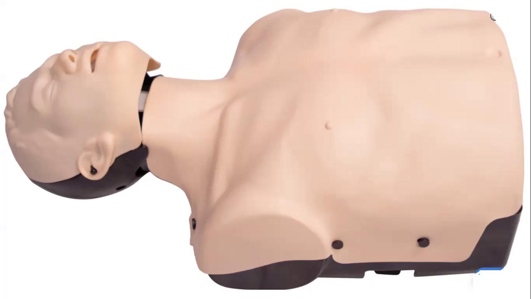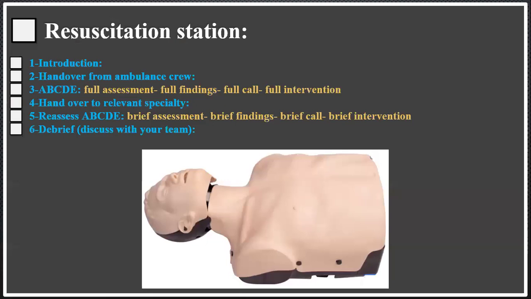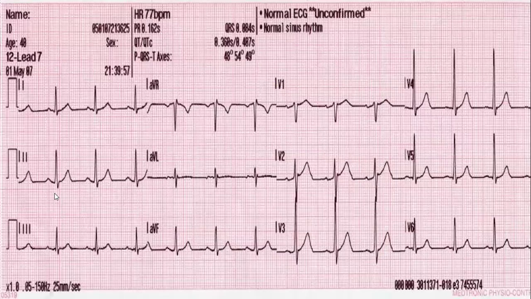Can we see the heart rate in the ECG rhythm? Okay, so we have a sinus rhythm ECG. We will insert IV access, send for all biochemistry and toxicology, two IV accesses, and we'll start with the IV fluid bolus, 250 ml.